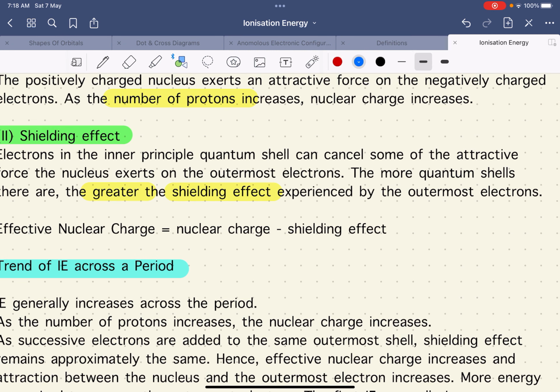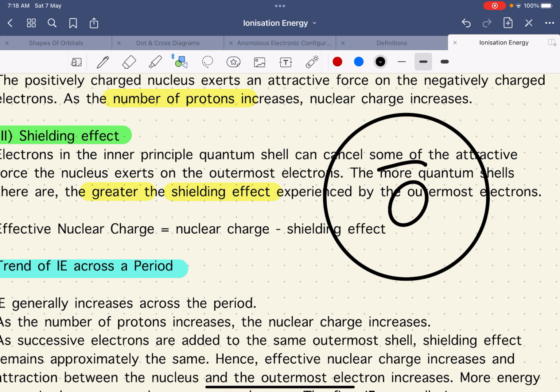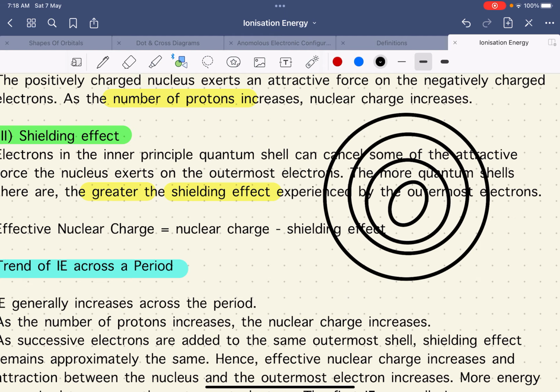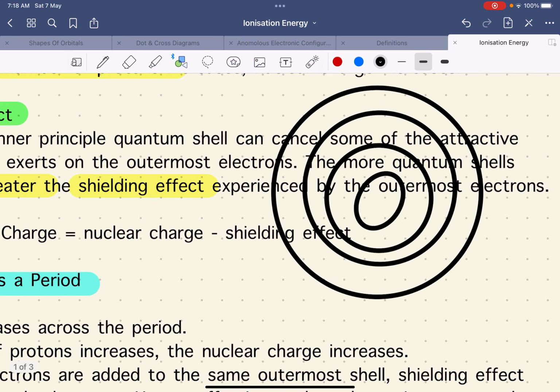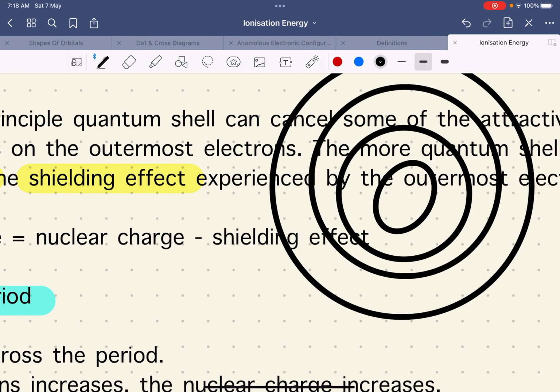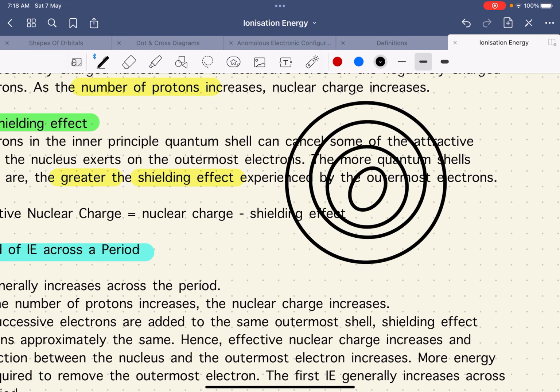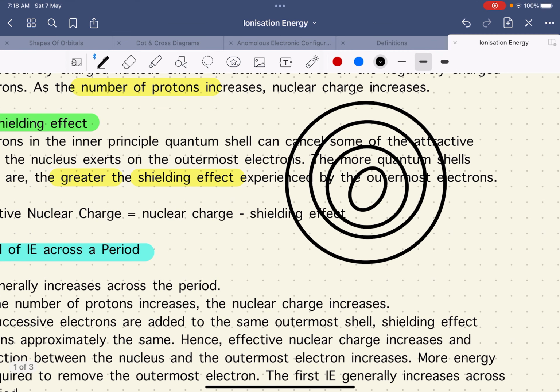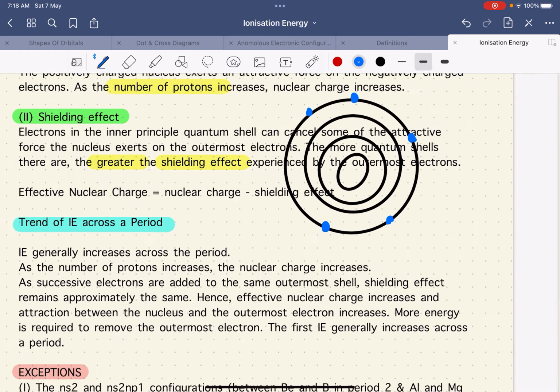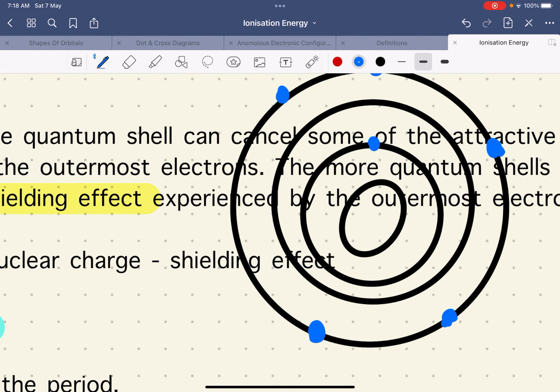Now, what does this really mean? Let's draw a circle here. We know that there are different shells to it. Again, this is not an accurate representation. There are no circles. This is what we learned in O levels, but that is wrong; they're drawing it for simple illustration. Now, electrons in the inner principal quantum shell. Let's say this is the outermost electron, and the innermost electrons are here.